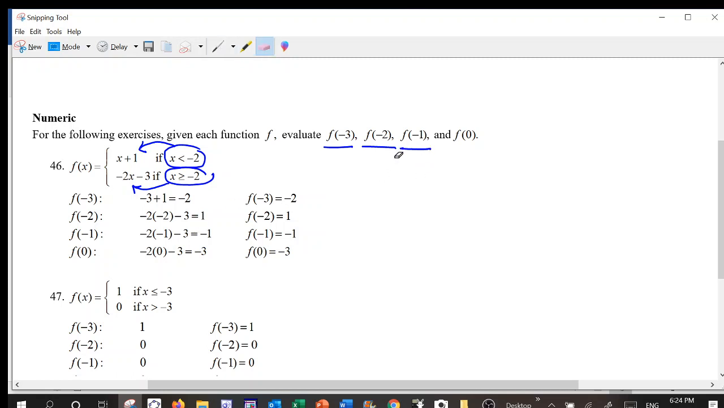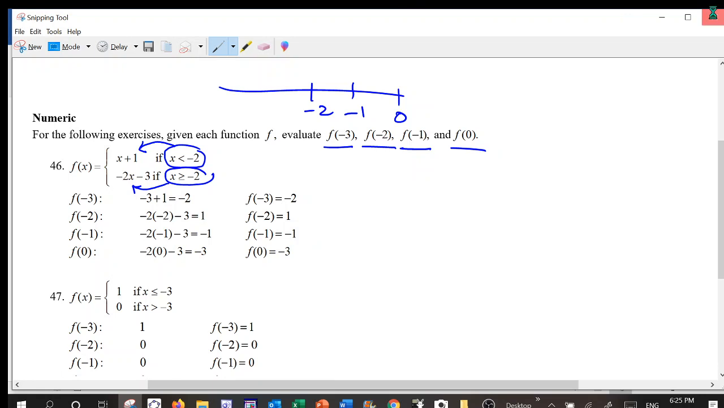And then f of -1, where is -1? Well, -1 is to the right of -2 on the number line, right? This is -2, this is -1. So we have to use this one. Again, we put -1 in there, and we get -1. And 0, well, 0 is way over here to the right of -2. So we have to use this. And that's how we get -3. All right, so that's number 46.